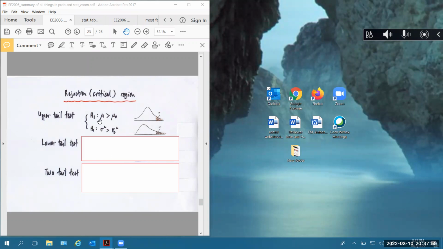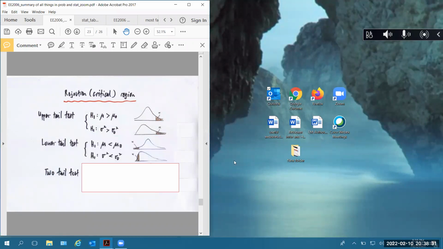Okay, so here, you can see the H1 is more than. So if your H1 is more than, that means you are getting upper tail test. So you can see your rejection region, they are the upper tail. And the area of the upper tail, you can see that the area is alpha, right? And you see the shaded region, the rejection region, the area is alpha. Now this alpha is called what? Level of significance. Usually it's given in the question, right?